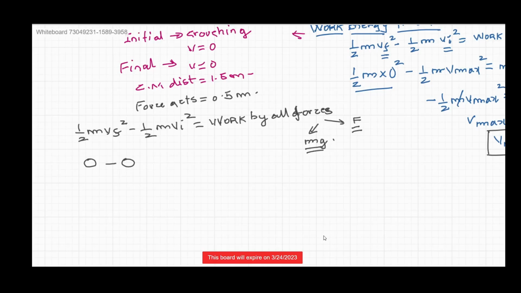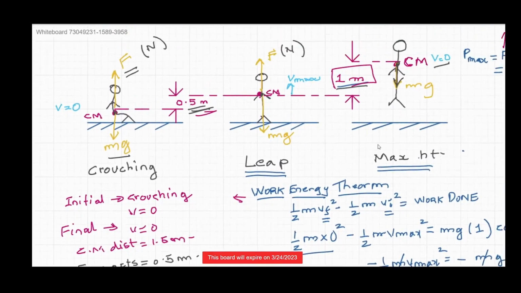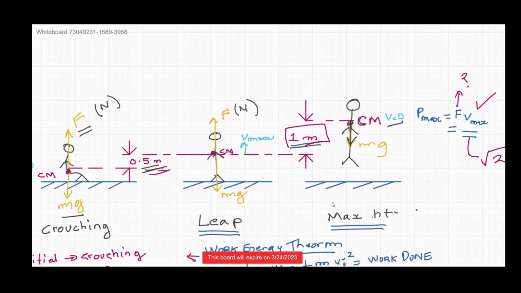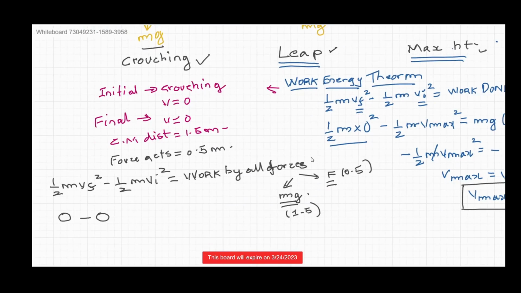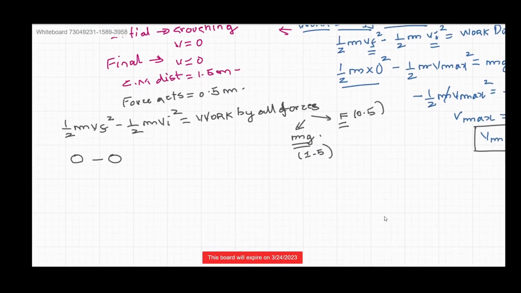The force F acts for a distance of 0.5 meters, as I have shown you in the diagram, and the gravitational force acts for 1.5 meters. Okay, which I have also shown you in the diagram. You can take a look at this again. So I'll repeat it for your sake. The force acts from the crouching position to the leap position. So the distance is 0.5 meters, and the gravitational force acts from the crouching to the maximum height position, which is the distance of 0.5 meters plus 1 meter. Fine.